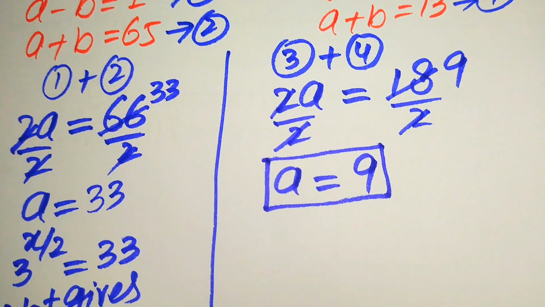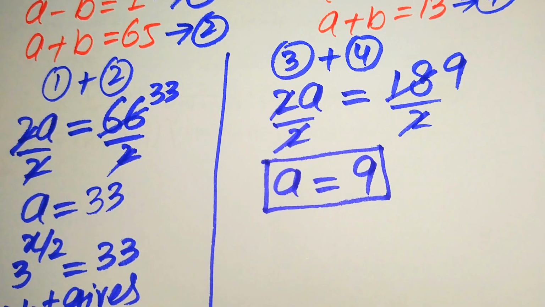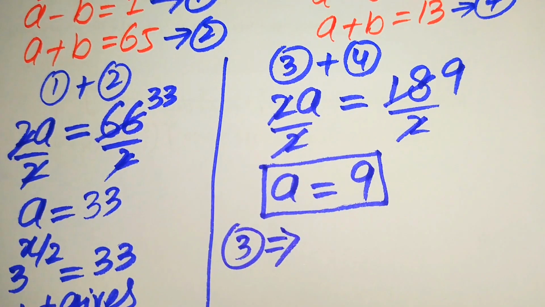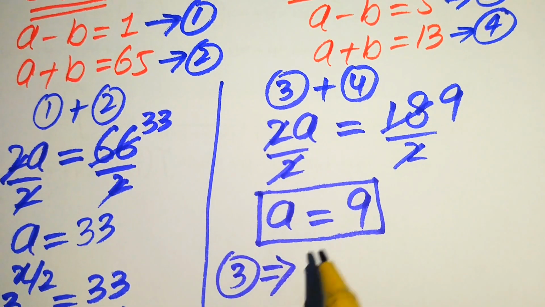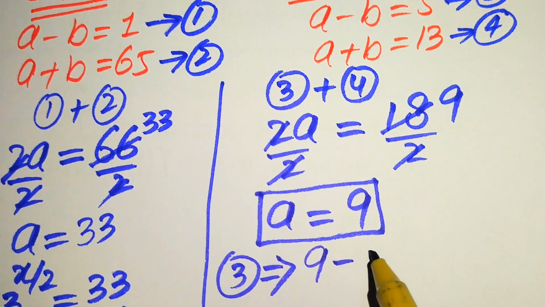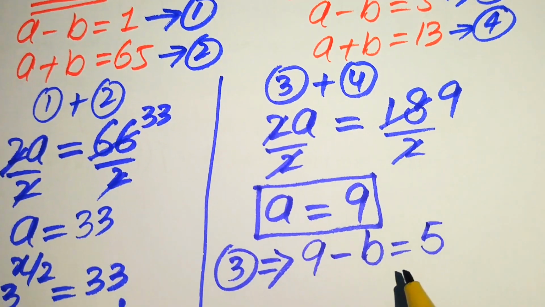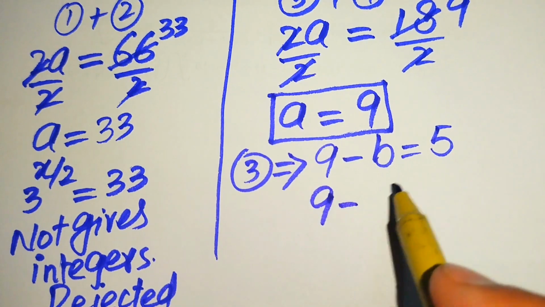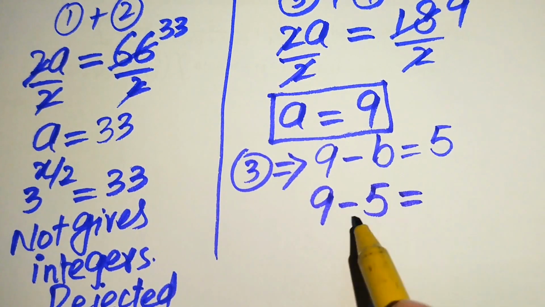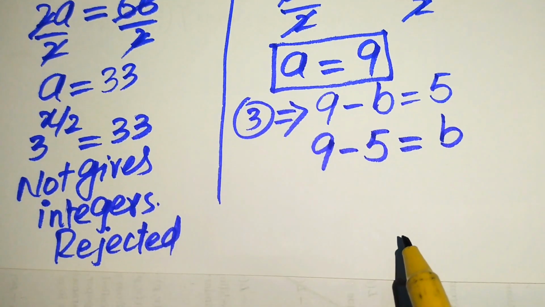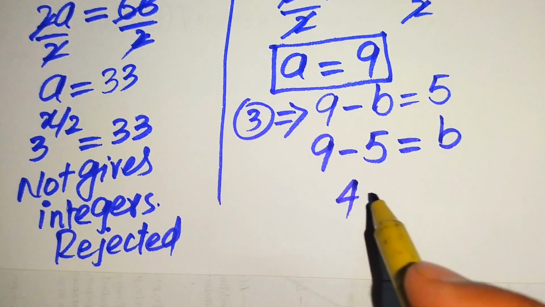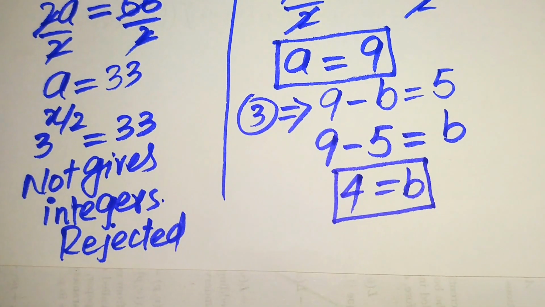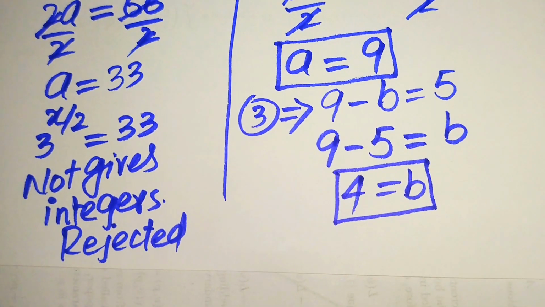And now in the next step, we use this value of a in equation number 3, and we easily get the value of b. So when we put this value in equation number 3, we get 9 minus b is equal to 5. For the value of b, we move minus b to the right hand side, and we move 5 to the left hand side, and we get 9 minus 5 is equal to b. So 9 minus 5 becomes 4, equals b. So this is the value of b which we get in this method.